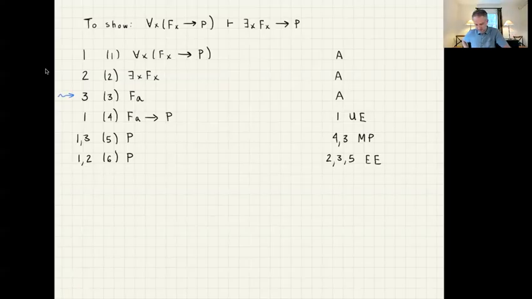So now finally, we can discharge the antecedent of the conditional. So I can write exist X, Fx arrow P. So now 2, 6, conditional proof. So just from line 1, there's something such that if it's F, then P.